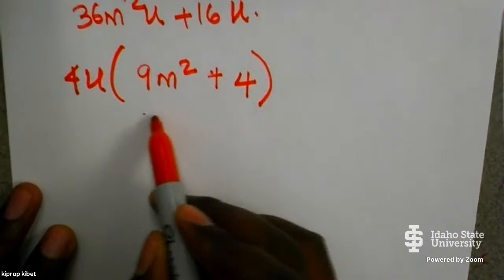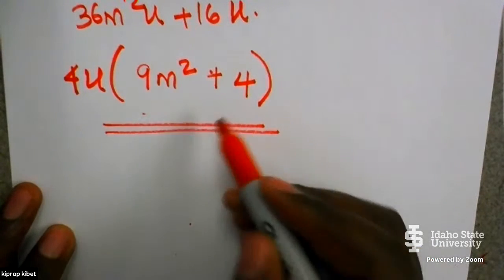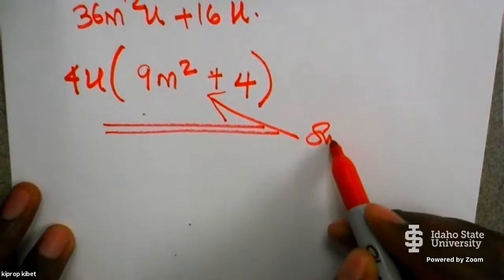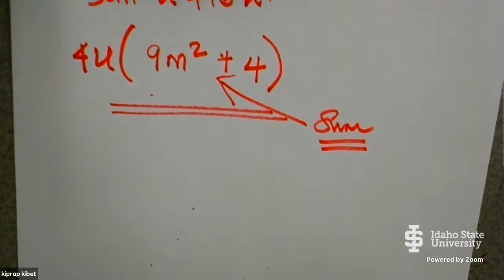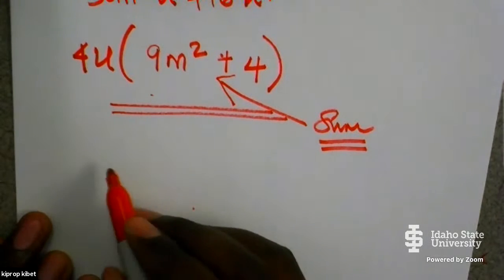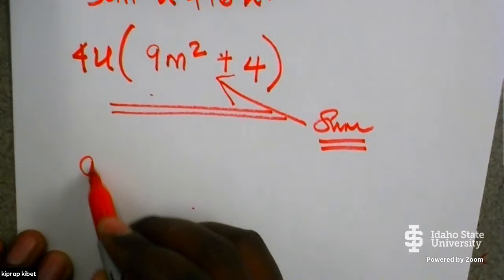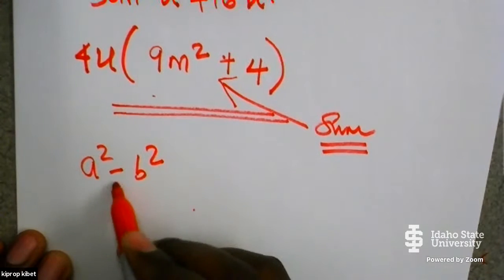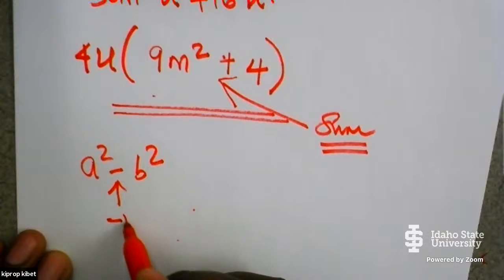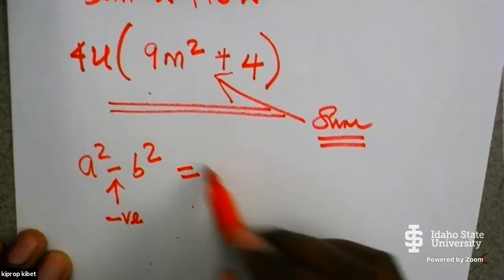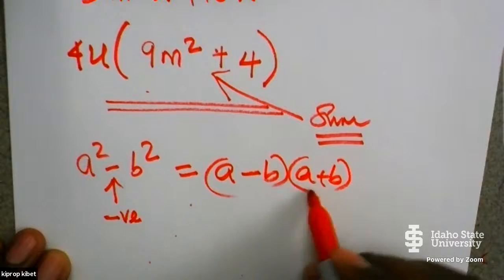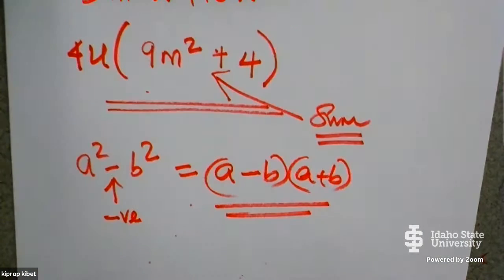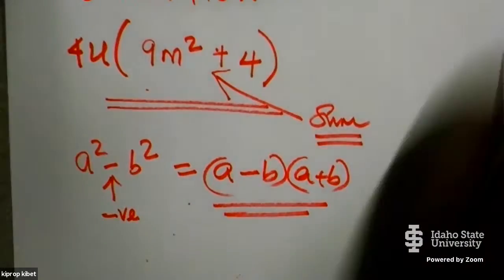So again, you cannot factor further from here because this is what? Plus. So that is the sum. So we've noticed that difference of squares can be factored further if it is a square minus b square. If this one is minus, then therefore this will be similar to a minus b, a plus b.